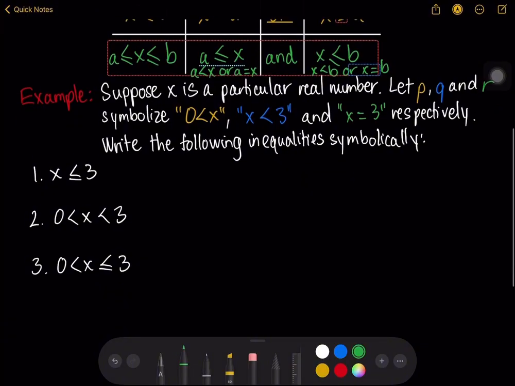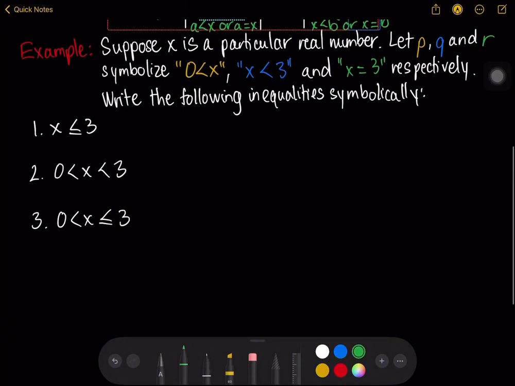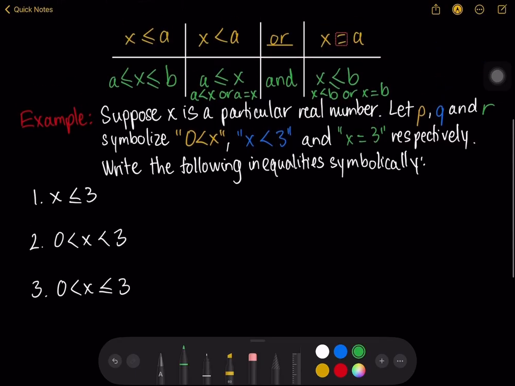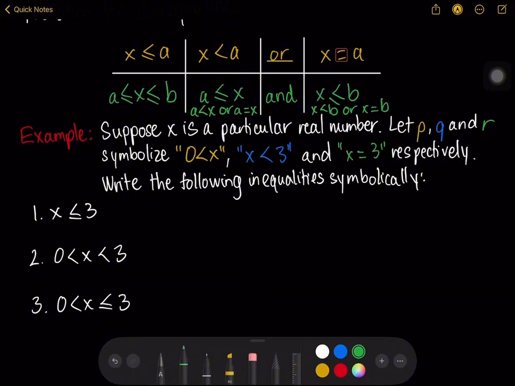All right, let's look at an example. Suppose x is a particular real number. Let p, q, and r symbolize 0 less than x, x less than 3, and x is equal to 3, respectively. Write the following inequalities symbolically. Okay, so first one we have x less than or equal to 3. So I'm going to write that in yellow.